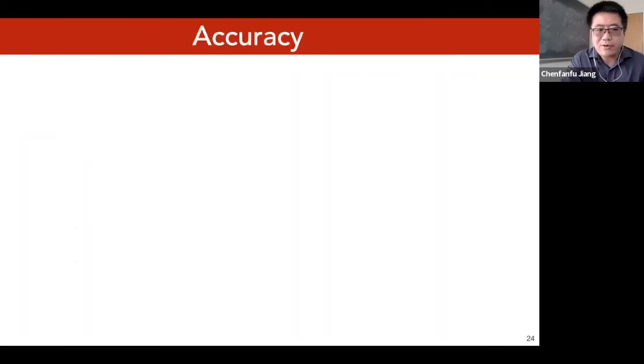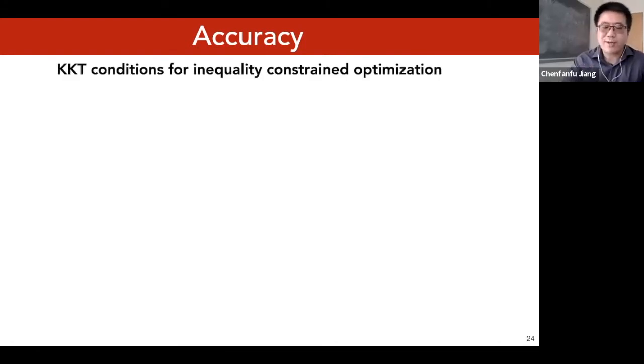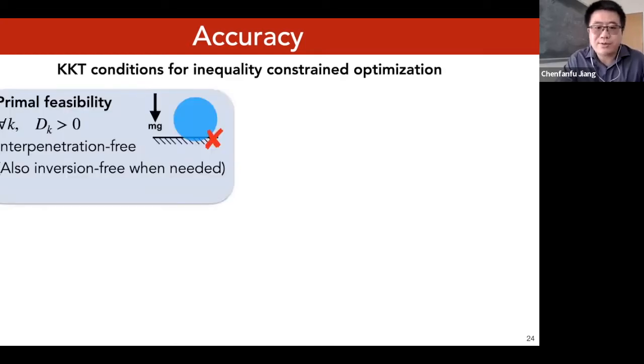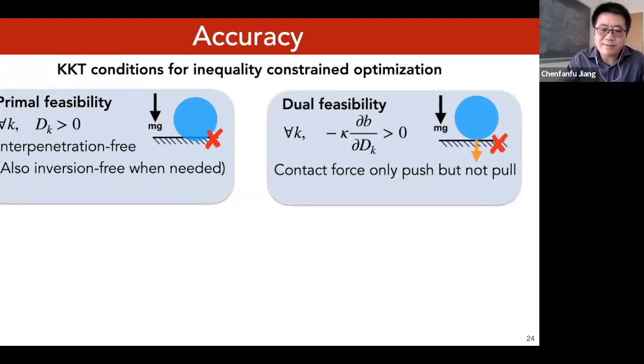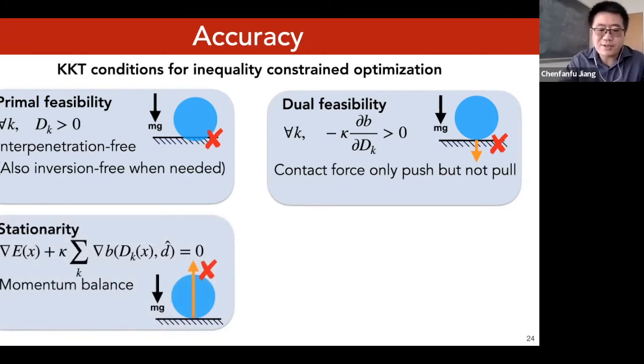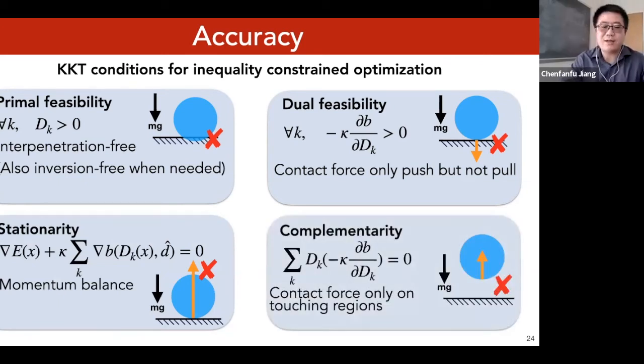Okay, so next we can evaluate the accuracy of the barrier method. For nonlinear optimization, there are 4 KKT conditions for optimality. That includes primal feasibility, which corresponds to the interpenetration-free constraint here. Then there's dual feasibility, corresponding to the requirement that the contact force can only push but not pull. Next, the stationarity condition, which is just momentum balance. And finally, complementarity ensures that the contact force is only applied on regions that are actually touching.